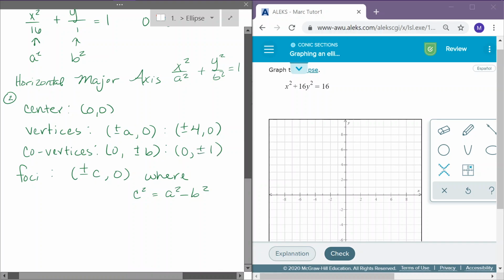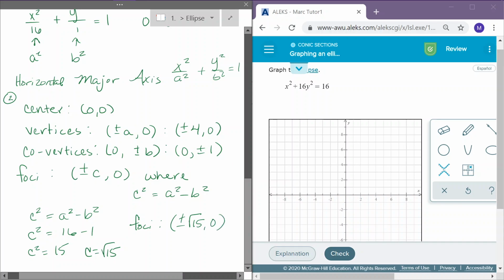And our foci, we need to solve for c. So we have c squared equals a squared minus b squared. So c squared equals 16 minus 1. C squared equals 15. So c equals square root of 15. So our foci are going to be plus or minus the square root of 15, comma 0.